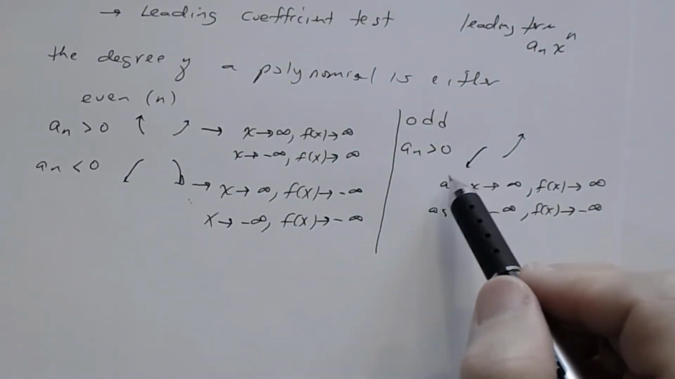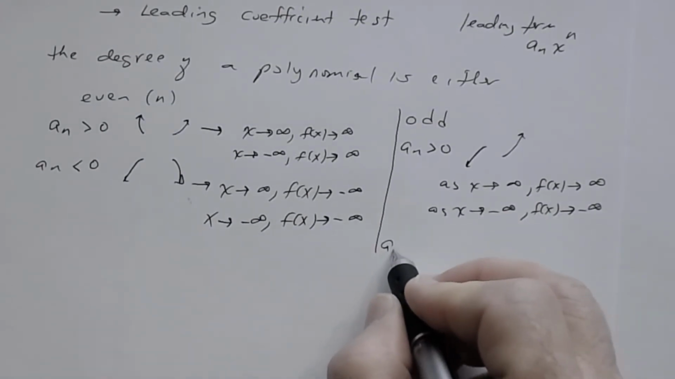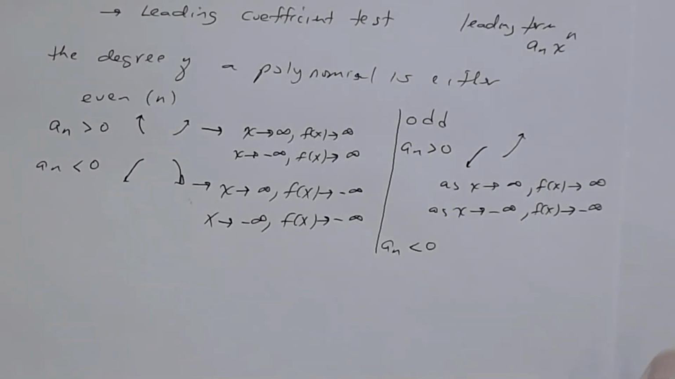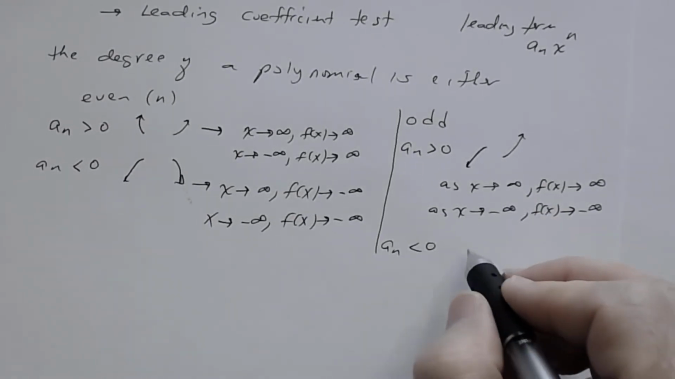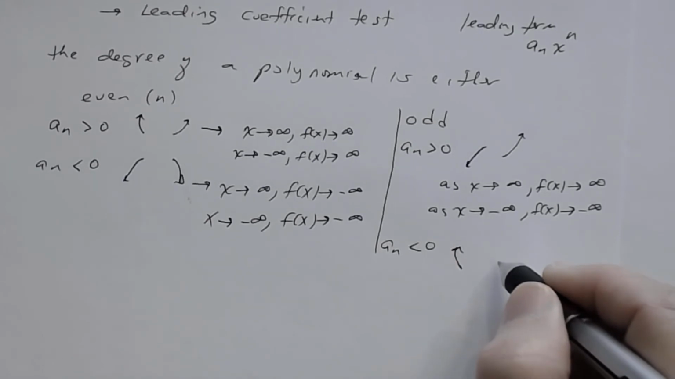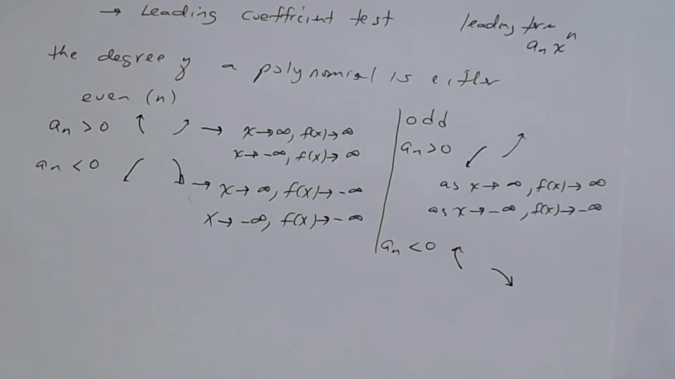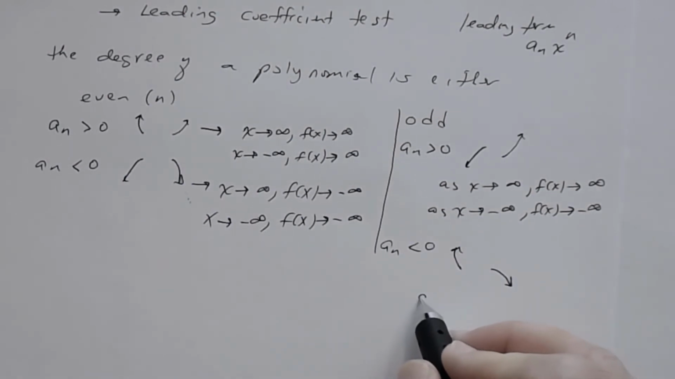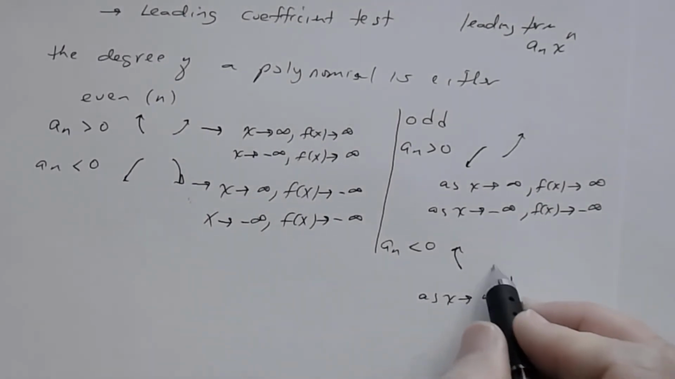All right, so if the leading coefficient is negative, if a sub n is negative, then remember it's in different directions. So on the left side, instead of pointing down, it's pointing up, and on the right side, it's pointing down. Okay? And so what that means is this: as x approaches infinity, so x gets bigger and bigger and bigger, what are those y values doing?